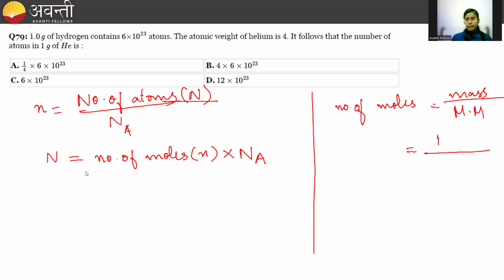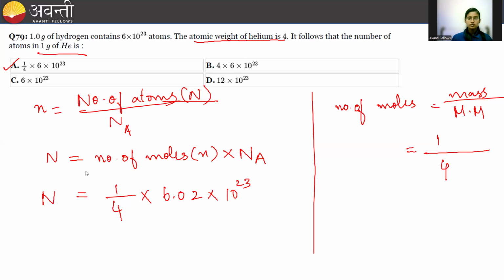The given mass of helium is 1, and the molar mass is nothing but the atomic weight, okay? It is equal to 4. So in place of number of moles, I can substitute 1 by 4, and the Avogadro number is 6.02 into 10 to the power 23. So this is the number of atoms, okay, in 1 gram of helium. So it is given in option A. So option A is the correct answer for this question.